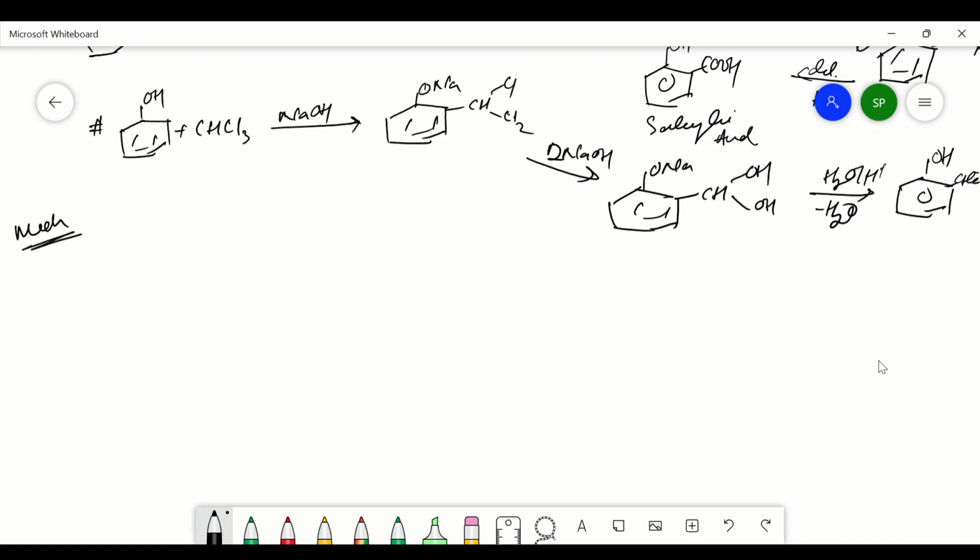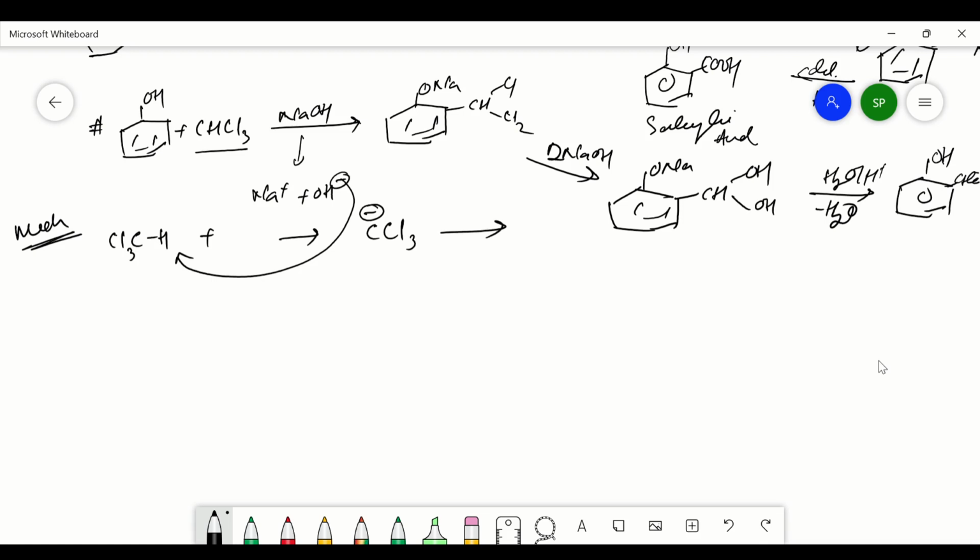So first this chloroform will react with sodium hydroxide, CHCl3. This sodium hydroxide will break down and produce Na plus and OH minus. This OH minus, as a base, will remove the acidic proton and this will produce CCl3 minus, and this CCl3 minus will produce CCl2 radical and Cl minus ion. Okay. So now the reaction will start from CCl2 radical.